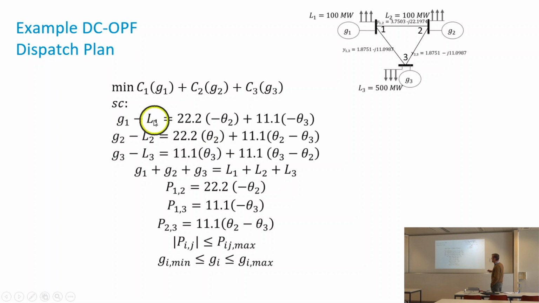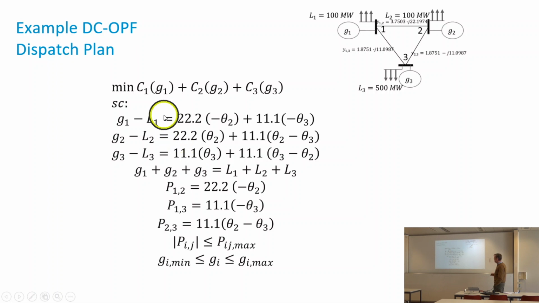P1, that was the injected power into node 1, now it's G1 minus L1, etc. Those are the branch flow equations, branch power flows on line 1, 2, on line 1, 3, on line 2, 3. I'm assuming that they do not exceed the maximum branch power flow. Of course, here I'm ignoring the apparent power. I'm assuming the active power is the apparent power in the limit here.